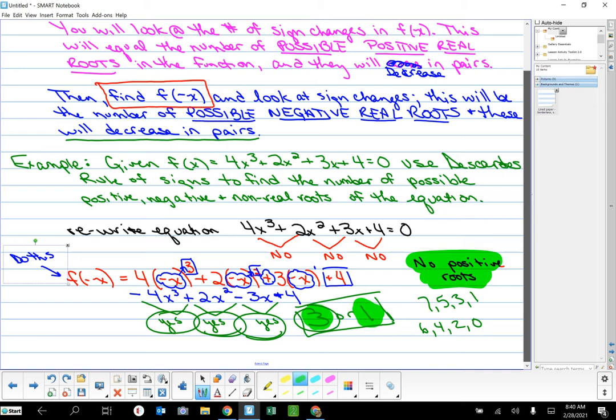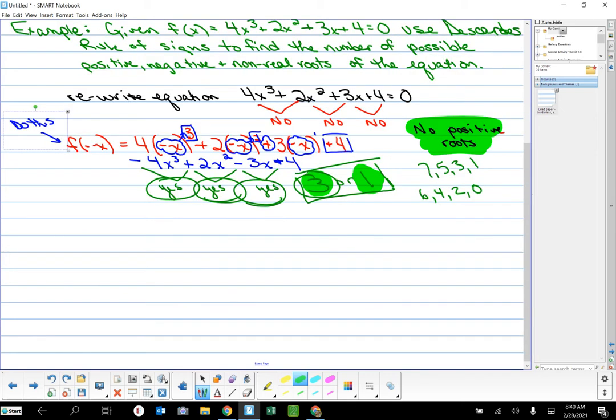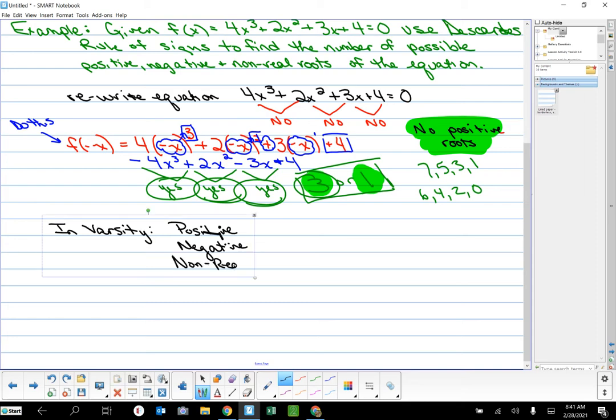All right, so what you're going to see in varsity is you're now going to have a list. So in varsity, this is going to look like this. They're going to have 3 drop downs, and it's going to say positive, negative. Oh, that just messed that up. Just pretend you know what that says. And non-real. Well, non-real are imaginary. That's what those are. And we can have imaginary answers to these questions.